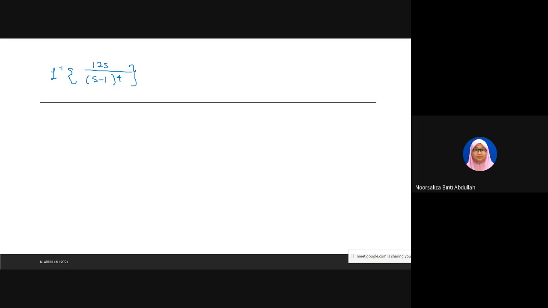So you kena modify, you have to modify this one. So how you want to modify is inverse Laplace of 12. Okay. It must be S minus 1 also. S minus 1 kuasa 4. Okay, ni sama kan? So now we have a S minus 1, S minus 1.